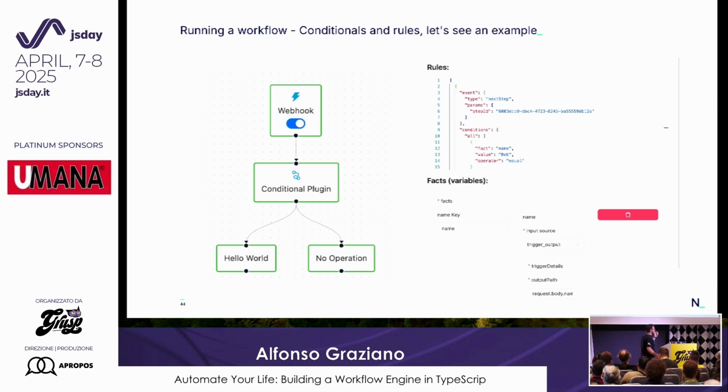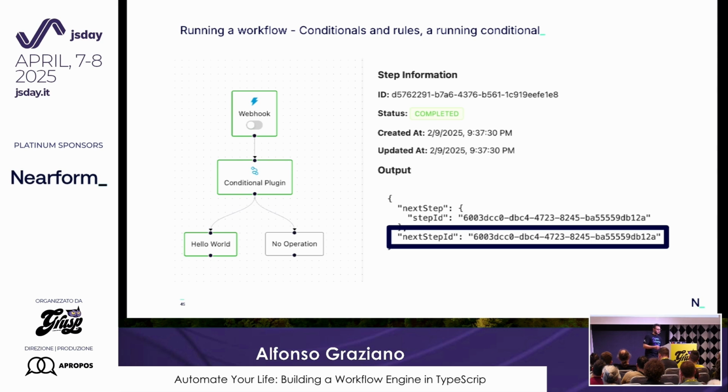which will decide whether I'm going to go into the hello world or whether I'm not going to do anything. How do I understand that? Well, here, again, you don't have to read this code, but the idea is that I have some rules which are defined in JSON, and then I have some facts which are basically the variables that I'm injecting at runtime on this tool.